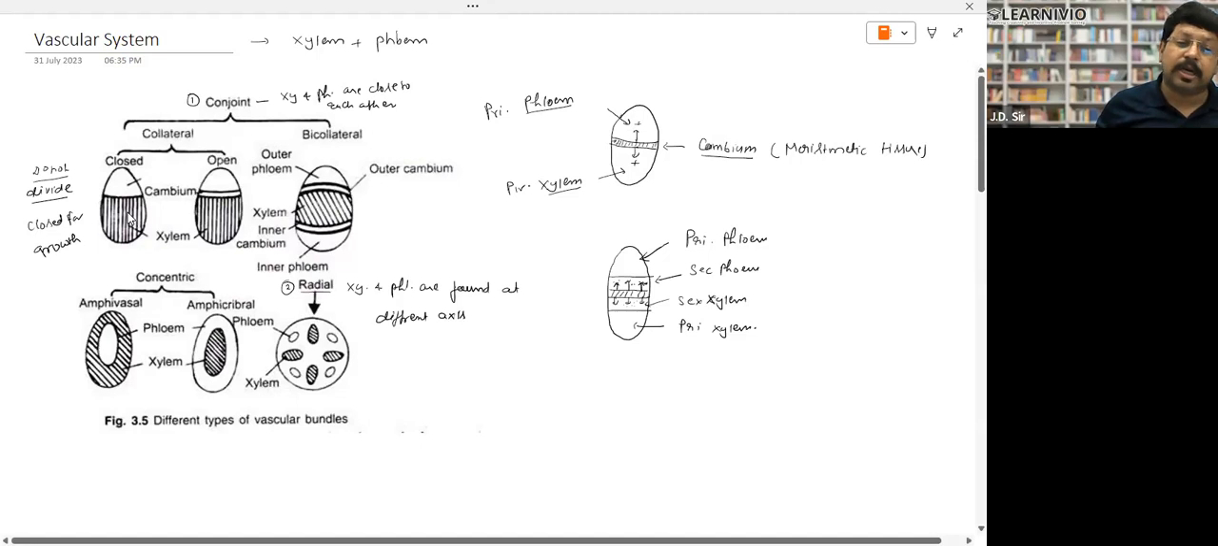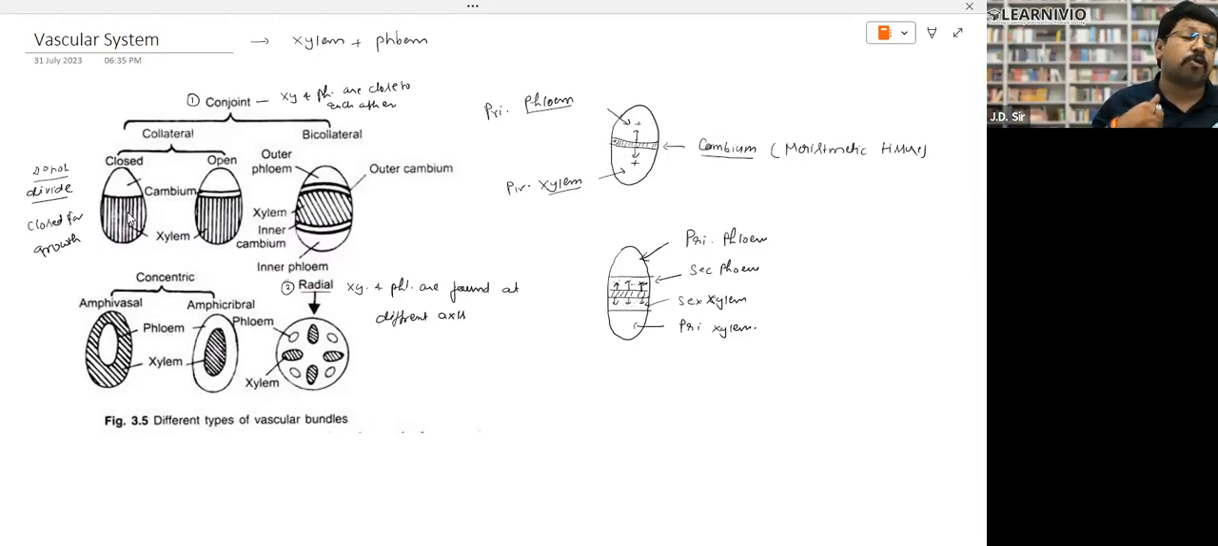In closed vascular bundles, cambium is not there. They cannot make secondary xylem and secondary phloem. It means they are not open for growth, so secondary growth or thickness of the stem is not possible if the vascular bundles are closed. So why is the stem of wheat, rice or maize not as thick as a tree? Because they are monocots and their vascular bundles are closed.